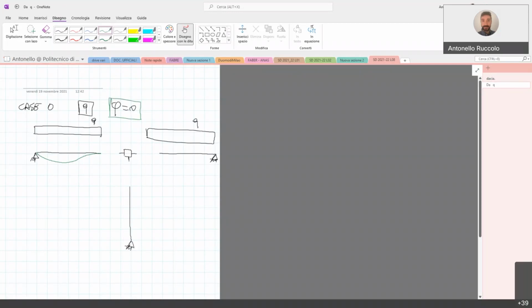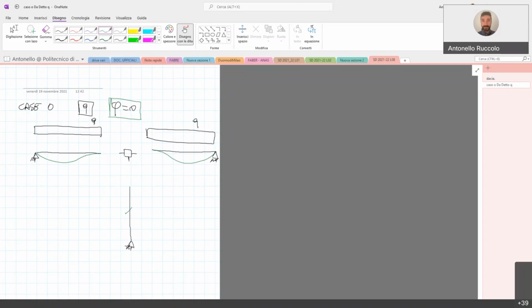Similarly, no, apologies. Made a mistake. So the beam A and the beam B undergoing the load Q with these restraints will deform like this. The beam C obviously has no load applied, so has no reason to deform.